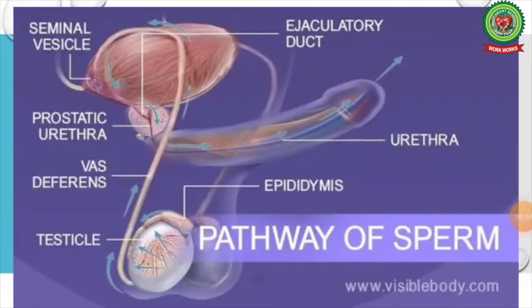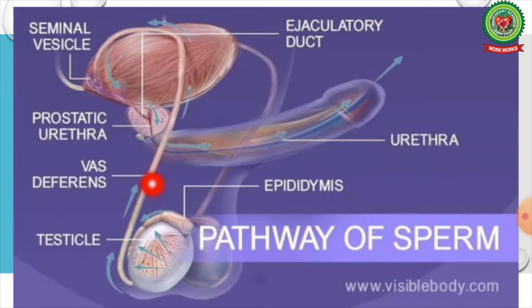This image shows the pathway of sperm. The epididymis, vas deferens, ejaculatory duct and urethra form a four-part transportation system. Sperms from the testes mature as they move through the coiled duct of the epididymis. During sexual act or ejaculation, they are expelled into the vas deferens.